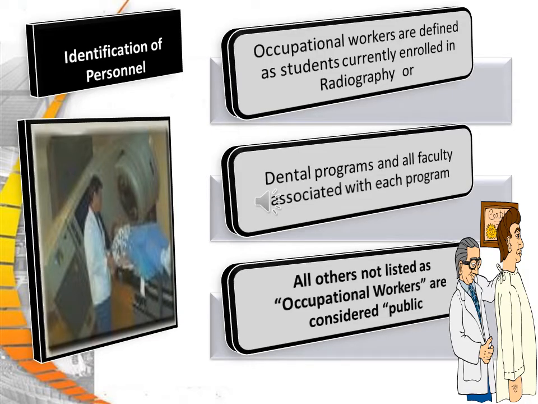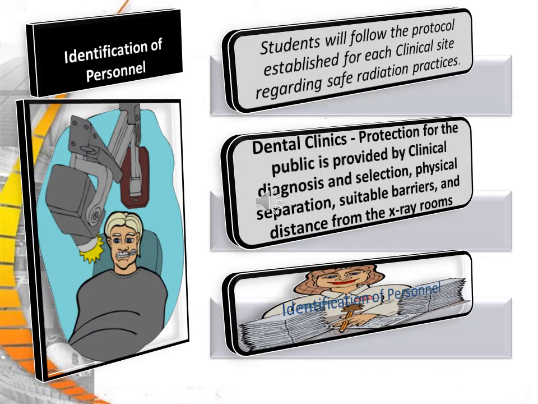Occupational workers are defined as students enrolled in a radiography program. Dental programs and all faculty associated with each program, and all others not listed as occupational workers, are considered public. Students will follow the protocol established for each clinical site regarding safe radiation practices. In dental clinics, protection for the public is provided by clinical diagnosis and selection, physical separation, suitable barriers, and distance from X-ray rooms.